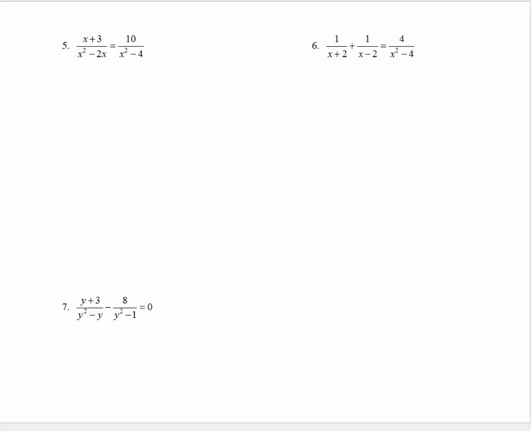Number 5. x plus 3 over x squared minus 2x equaling 10 over x squared minus 4. First thing we need to do is find the LCD. So I'll take the x squared minus 2x and I'll try and factor that. Taking out an x, I'm left with x times x minus 2. The x squared minus 4 needs to be factored, and that can factor into x plus 2 times x minus 2. So what is my LCD?